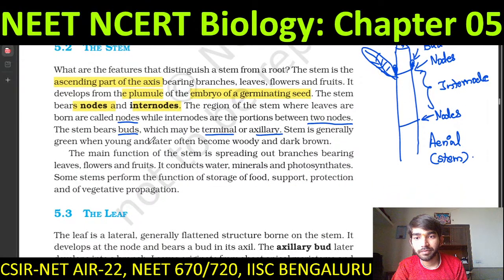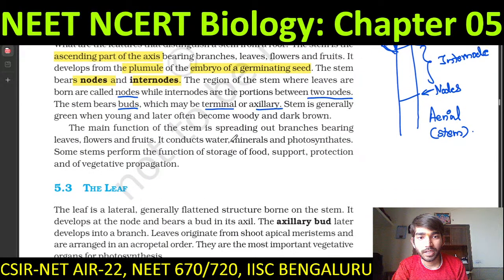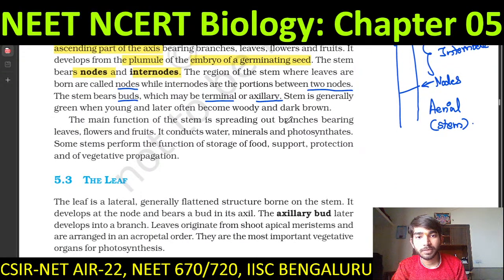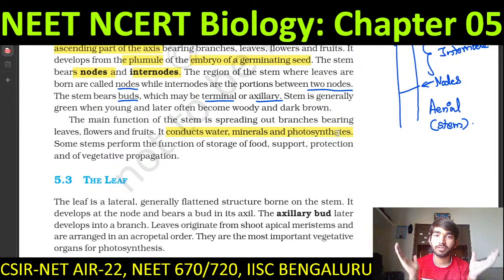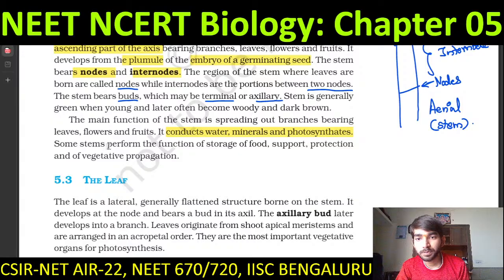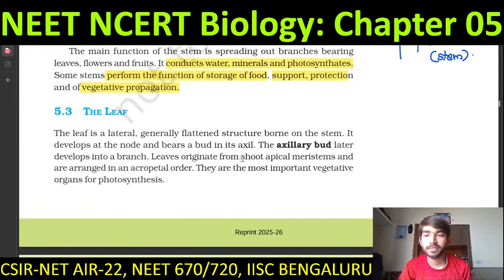Stem is generally green when young and later often becomes woody and dark brown, not very important. The main function of the stem is spreading out branches bearing leaves, flowers, and fruits. So here is the function of the stem: it conducts water, minerals, and photosynthates. Because the leaves are present on the stem, it is exposed to the sunlight, and that is very important for photosynthesis. So that is why you will get the production of photosynthates, for example, glucose, which will then be converted to sucrose and transported to the other parts of the plant body. Some stems perform the function of storage of food, for example, potato, support, protection, and of vegetative propagation. We'll see examples of this later on.